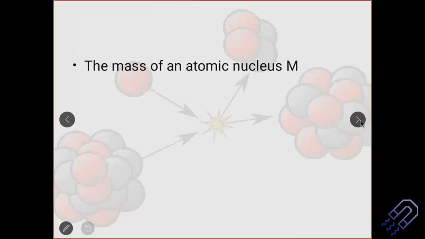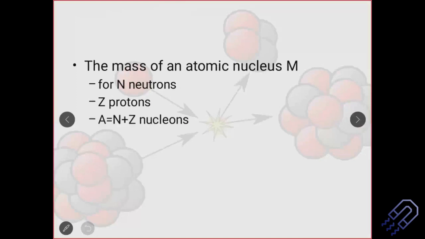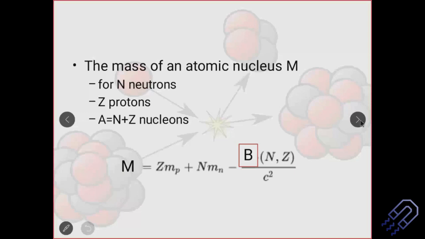So what is the mass of an atomic nucleus? Let's say there are N neutrons, and Z protons, and A, which is N plus Z nucleons. So A is the mass number. If you write down the binding energy, or let's say the mass defect in general, which you already saw yesterday, I'll consider M to be the mass defect. Z into Mp, this is in mass units, plus N into Mn, in mass units, minus the binding energy, which is MeV divided by c squared. So MeV by c squared is again a mass unit.